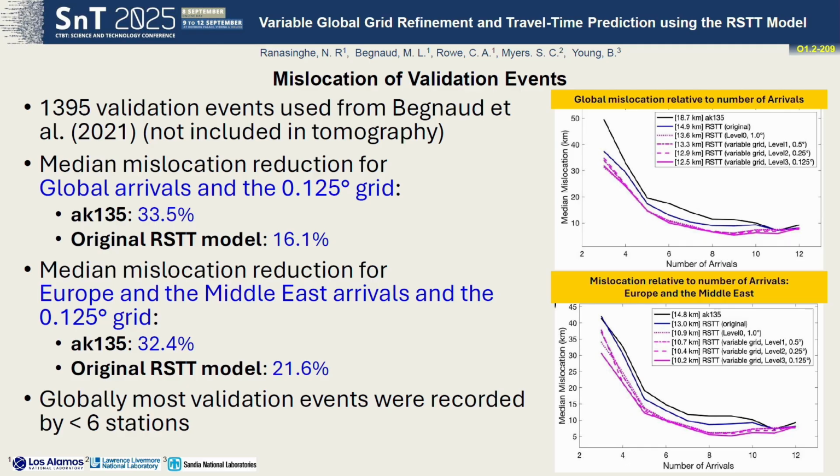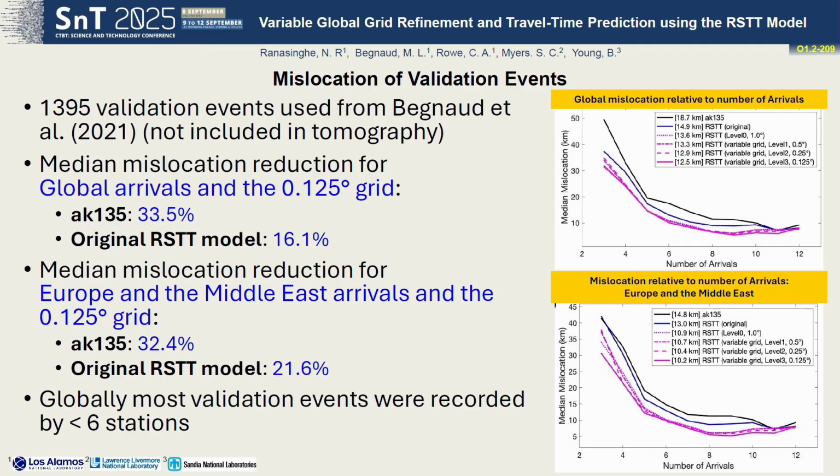The median mislocation for these events: the reduction in mislocation for global arrivals in the 0.125 grid, compared to AK135, we were able to reduce that by 33.5%. Compared to the original 1 degree RSTT model, which was already improved over AK135, we still improved it by 16%. The median mislocation reduction specifically for Europe and the Middle East arrivals in the 0.125 grid was a 32% reduction from AK135 and a 21% reduction from the original 1 degree RSTT model.